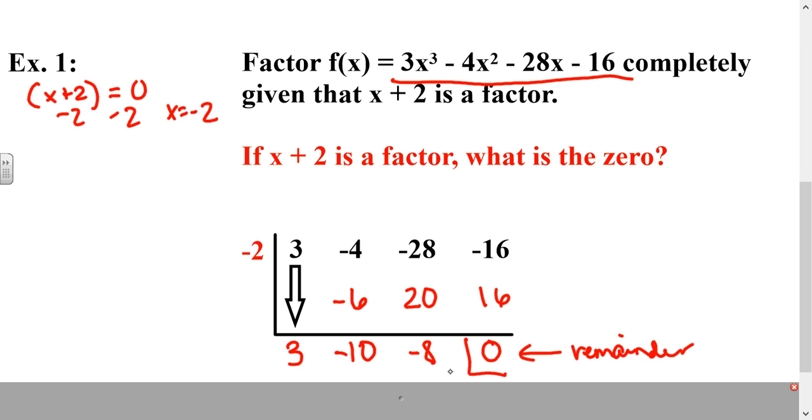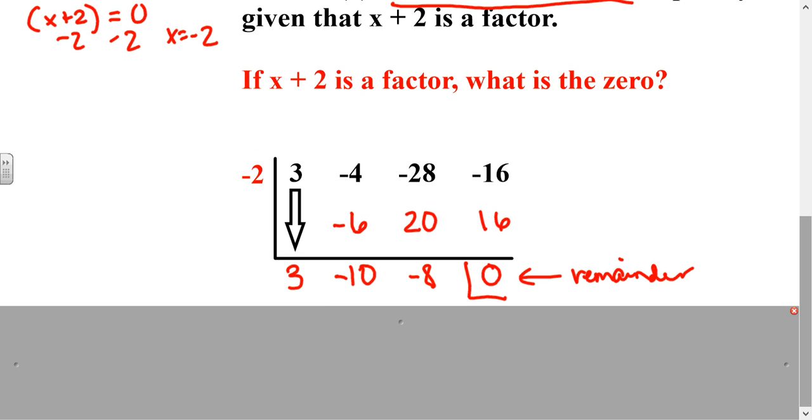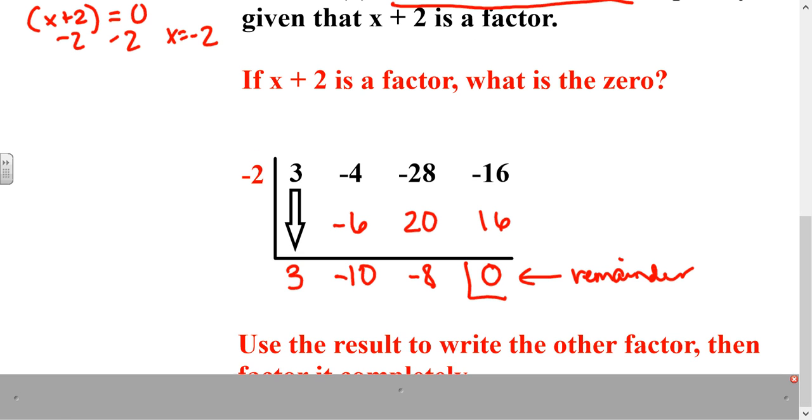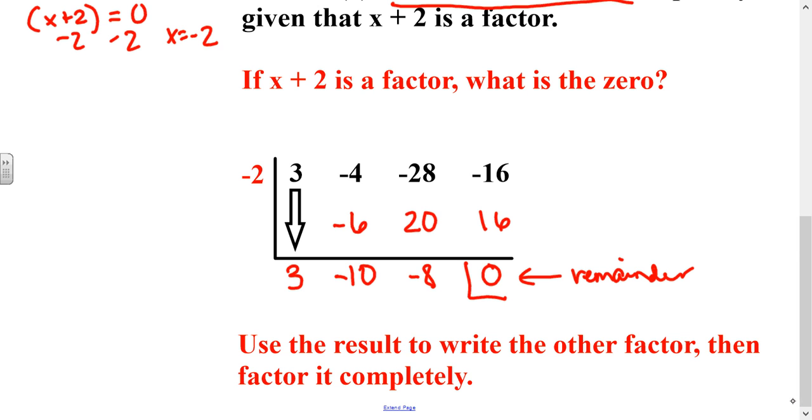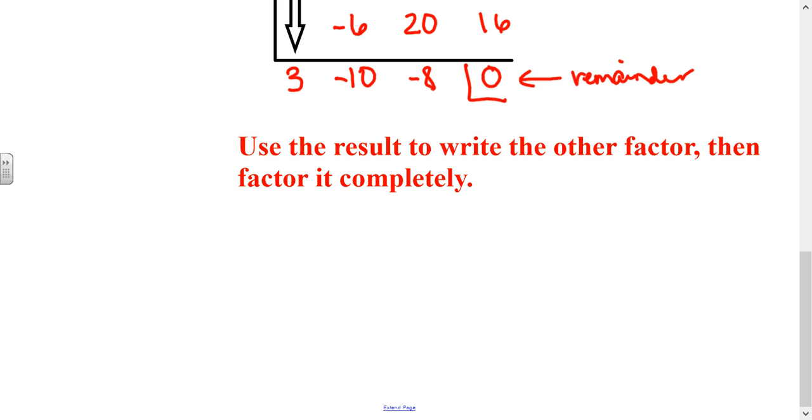So what does this part mean? Well, that would be what I get after I divide this out. So I would use the result to write the other factors in this, and then I'm going to factor it completely. So I'm going to extend this a little bit.